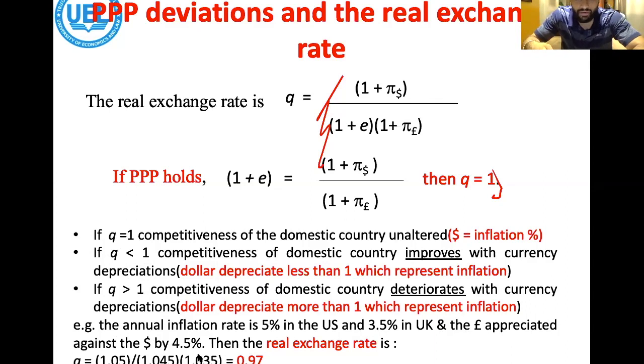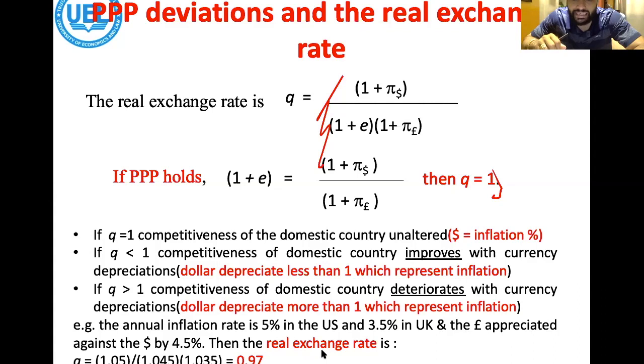So we have one example here. We will read the example first. For example, the annual inflation rate is 5% in the US, the same example that we discussed before, and 3.5% in the UK. And the pound appreciates against the dollar by 4.5%. So this 4.5 is the E, the exchange rate difference.